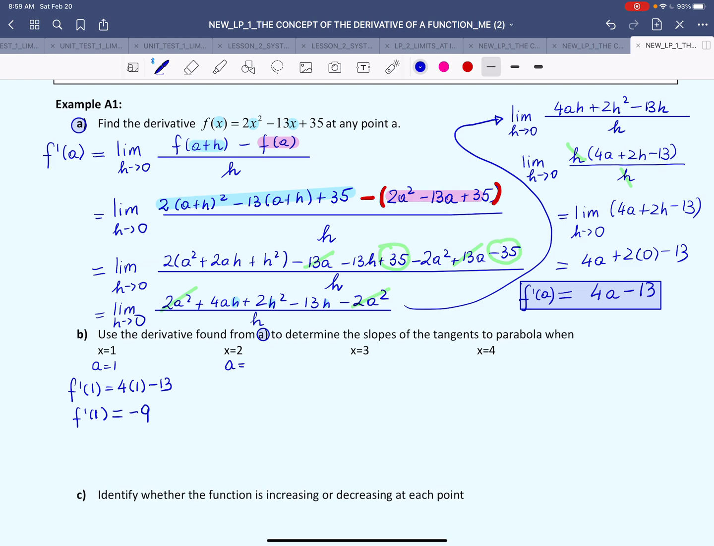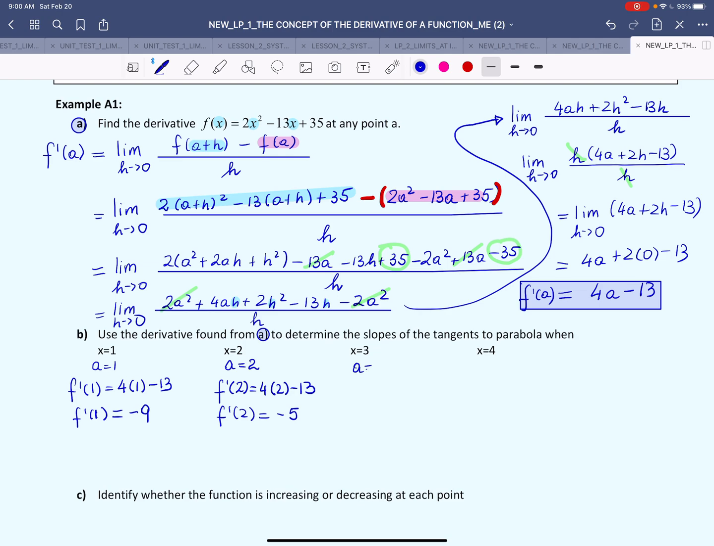Now, x equals 2 means that we are measuring the slope of the tangent at 2. Slope of the tangent means the derivative at 2. So that means we have 4 times 2 minus 13. Remember, we are using the same formula to find all these derivatives. So f prime at 2 would be equal to 8 minus 13, negative 5.